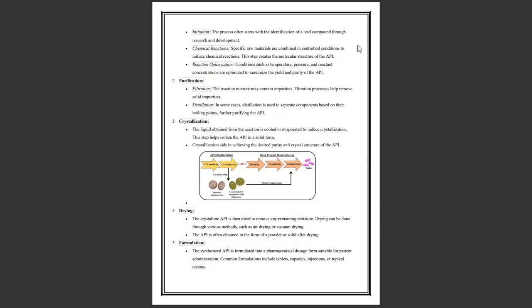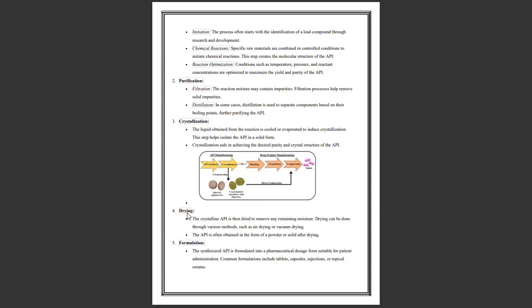Then the next step is crystallization. The liquid obtained from the reaction is cooled or evaporated to induce crystallization. This step helps isolate the API in a solid form. Crystallization aids in achieving the desired purity and crystal structure of the API. So, this is the diagram, and look how it is manufactured.